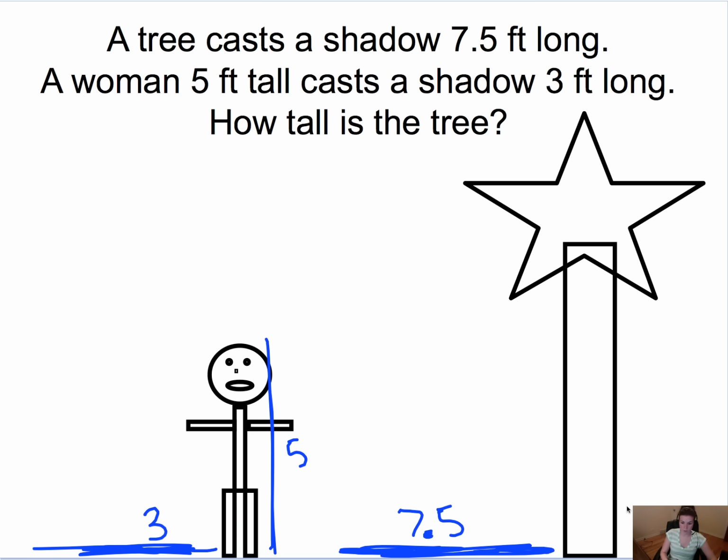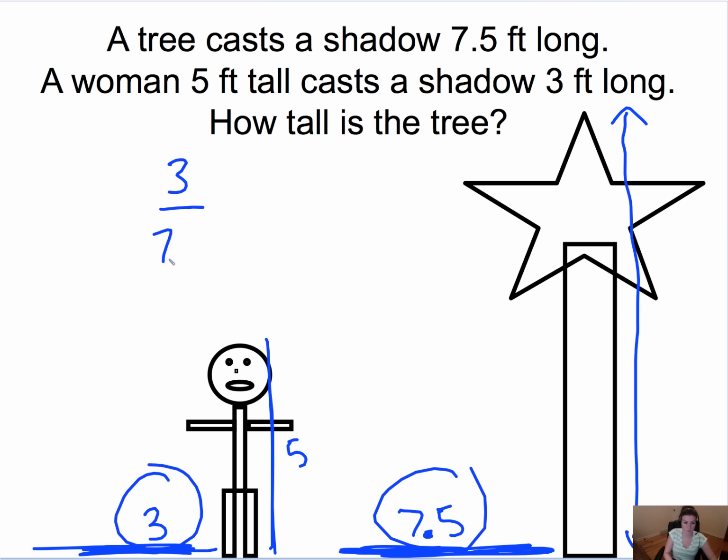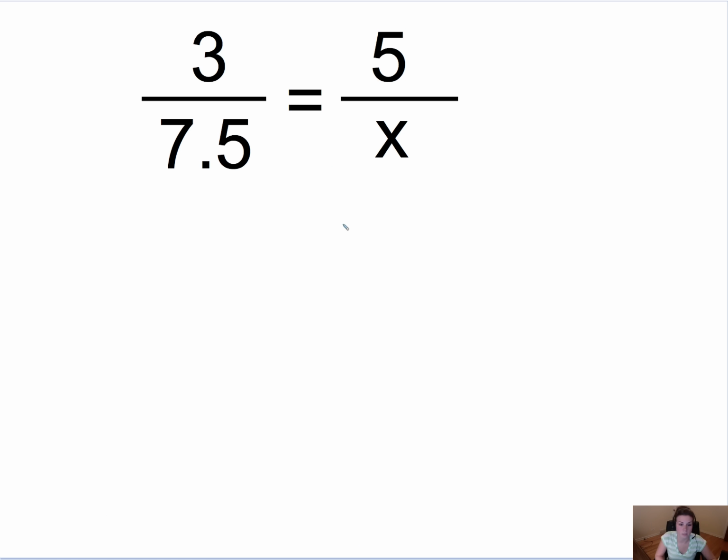Now we want to figure out the height of the tree, so we want to figure out this distance right here from the ground to the top of the tree. Now I can see that I need to set up a proportion. Like I said before, there are many different ways to do this. I could do the 3 feet over the 7.5 feet because those are in corresponding positions. And then I need to make sure to put the 5 on top because that's the woman, over x.